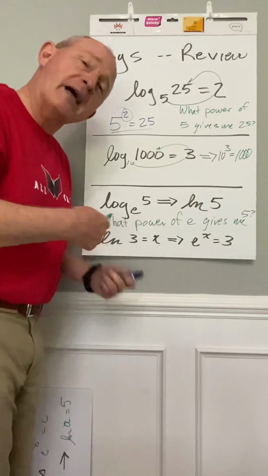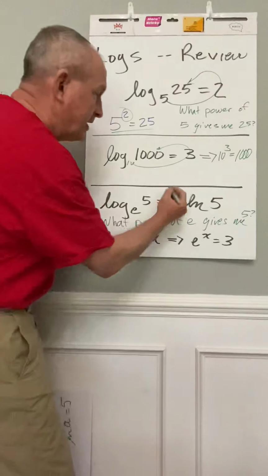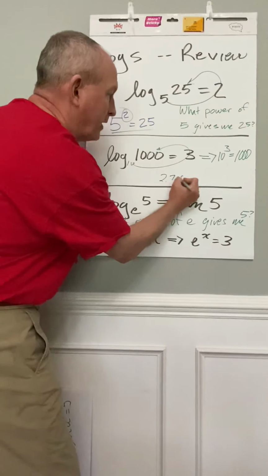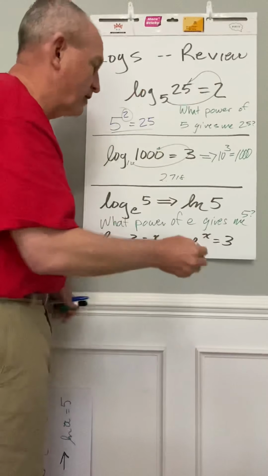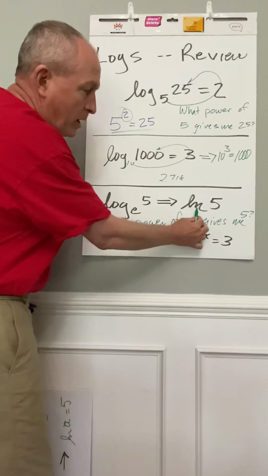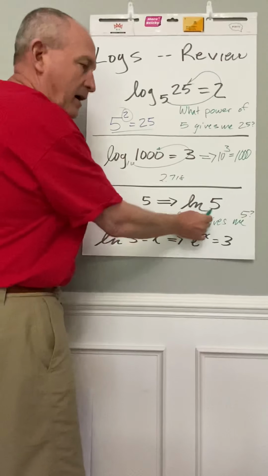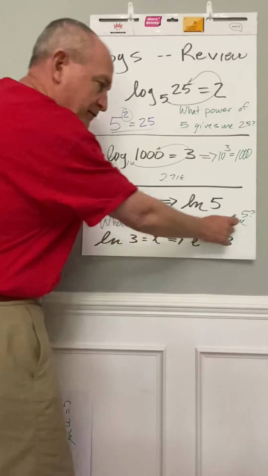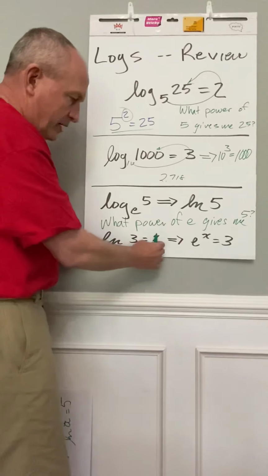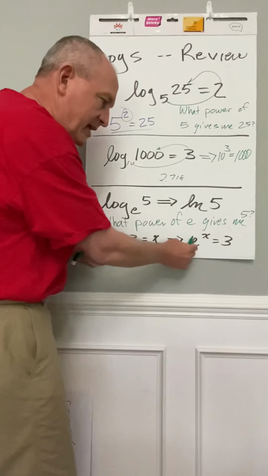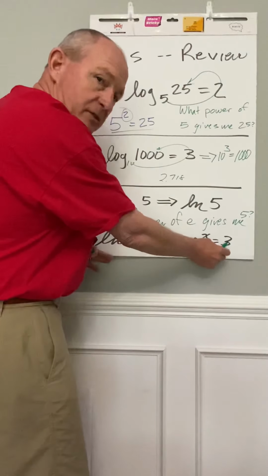If you remember from last week, e is a number, and it's approximately equal to 2.718. It's an irrational number, so it keeps on going forever. But this is saying, what power of 2.718 gives me 5? Natural log of 5. What power of e gives me 5? So another example: natural log of 3 equals x is asking, e to what power gives me 3? e to the x power gives me 3.